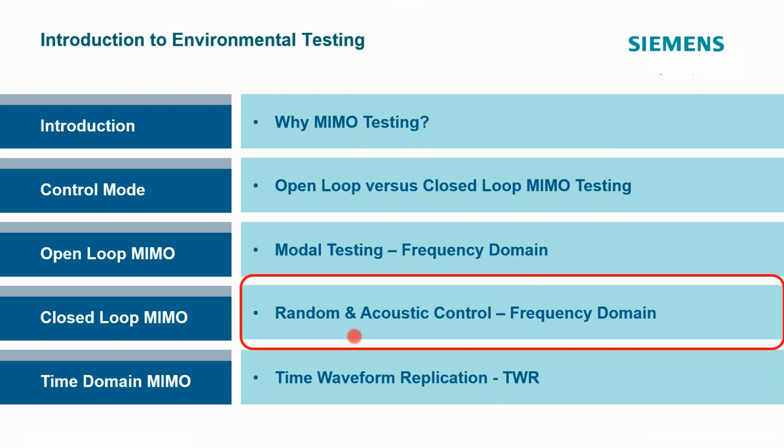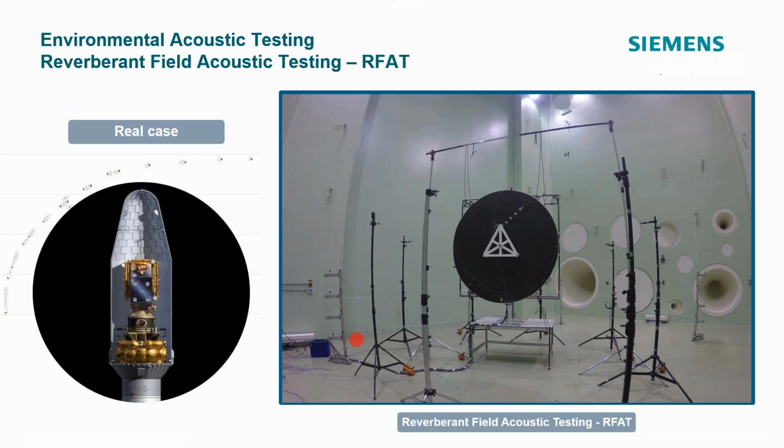We'll show random acoustic control, frequency domain. We just showed the random structural control, so we'll show acoustic control. And in MIMO acoustic control, we're going to try to, in the laboratory, induce some acoustic response around this structure in order to depict the real operational condition.